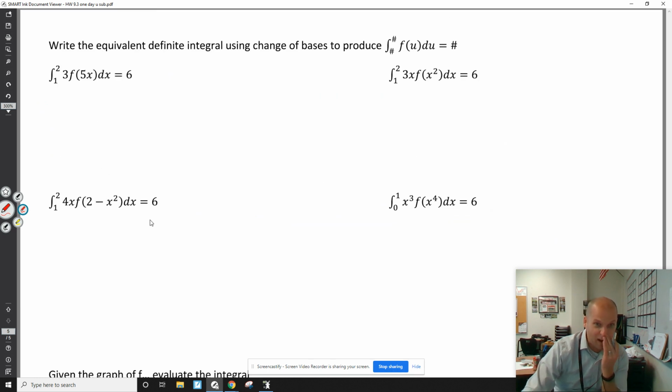Sweet. All right. Here's where changing bases and antiderivatives are not going to help you. You are asked to just rewrite this integral into f of u du. This is where you have to use U-substitution.